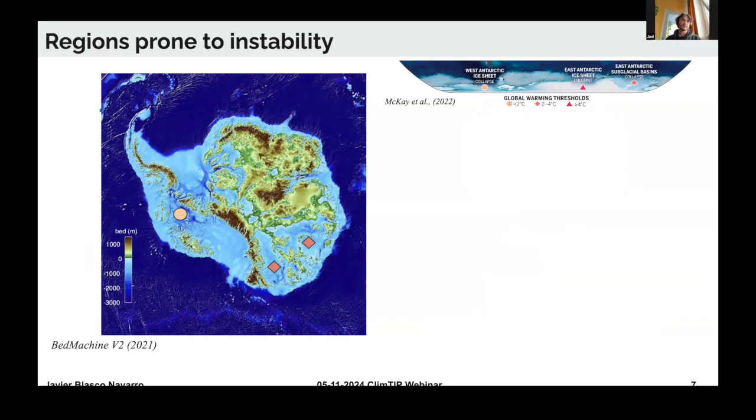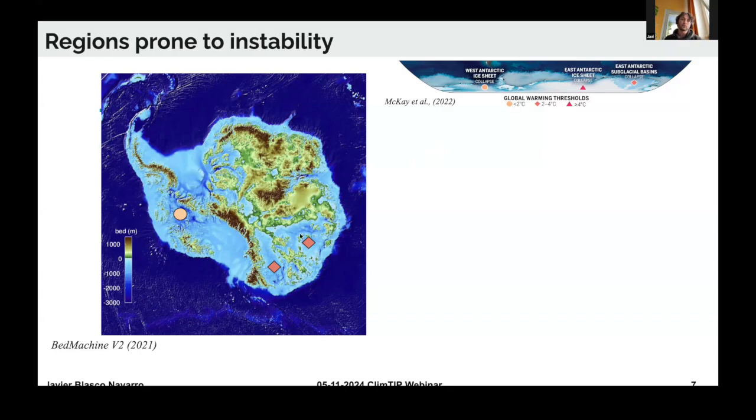So this has led to identifying three regions which are prone to instability in the Antarctic ice sheet. One is the West Antarctic Ice Sheet. You probably know this paper from McKay, which investigated several tipping points of the Antarctic ice sheet. I have plotted these same dots here in this map, so you can see it. One is the West Antarctic Ice Sheet, which is thought to be prone to collapse for temperatures below 2 degrees of warming. In this case, it's oceanic temperatures.